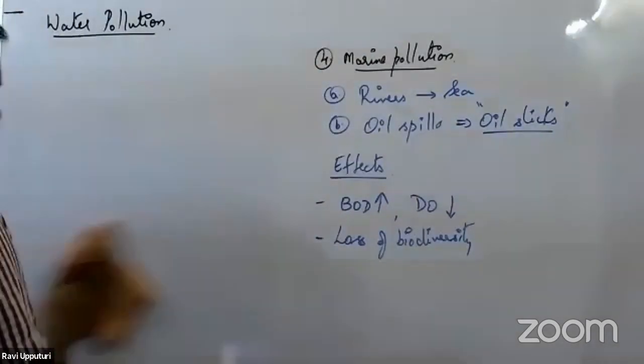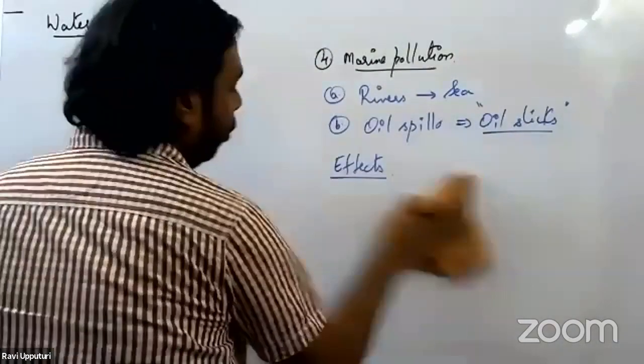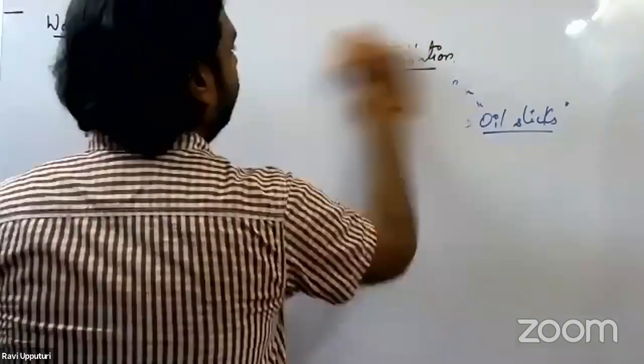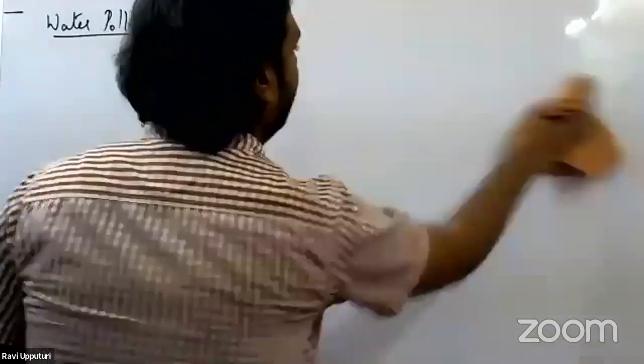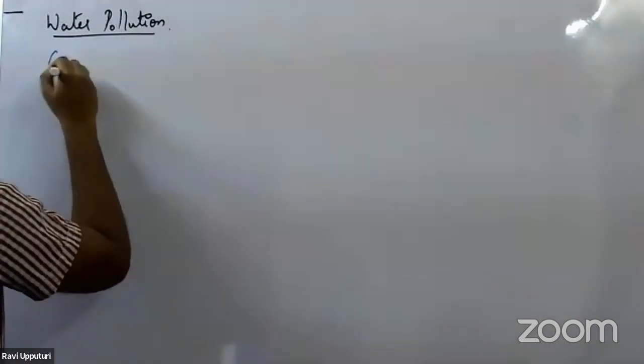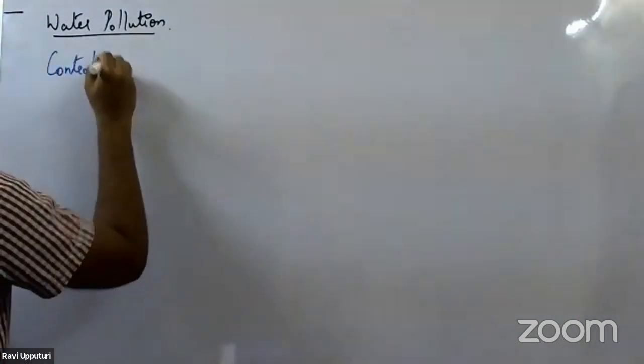The government of India in the year 1974 came up with an act. So let us take up the control of water pollution.